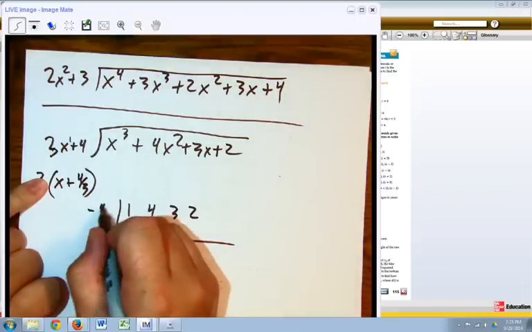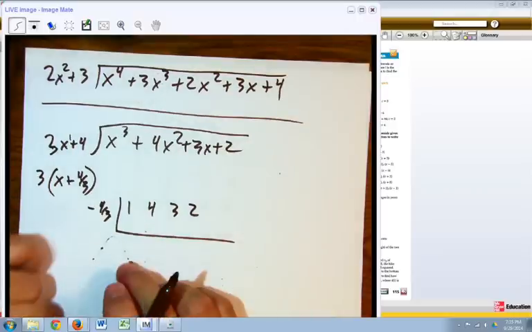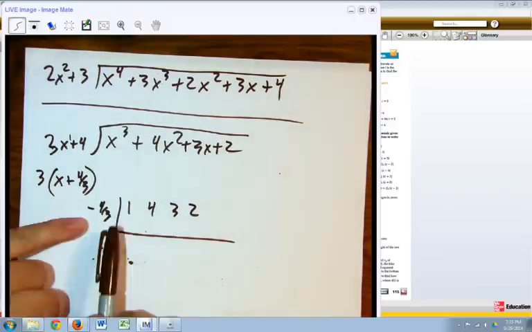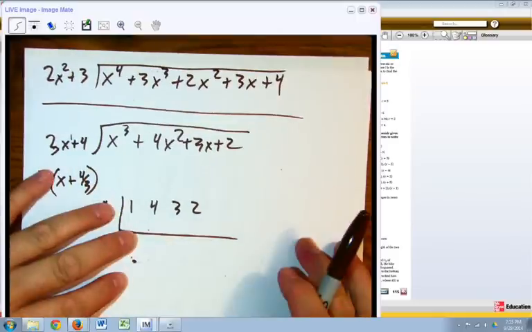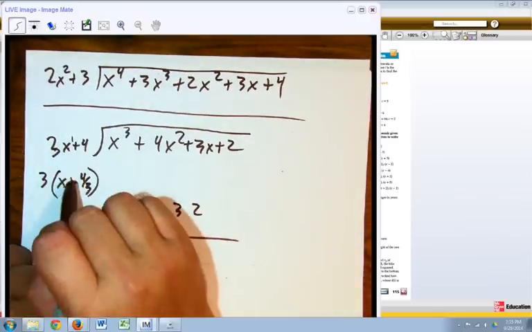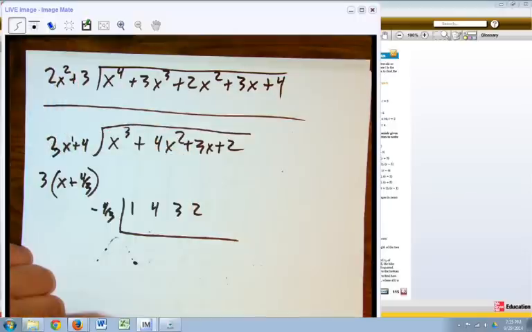using negative 4/3. Now you say, ugh, I don't know that I'd like to do that. Well, you could do this, you could do this. Take your pick. I'm just giving you an option. But if you have anything besides a power of 1, you have to do long division.